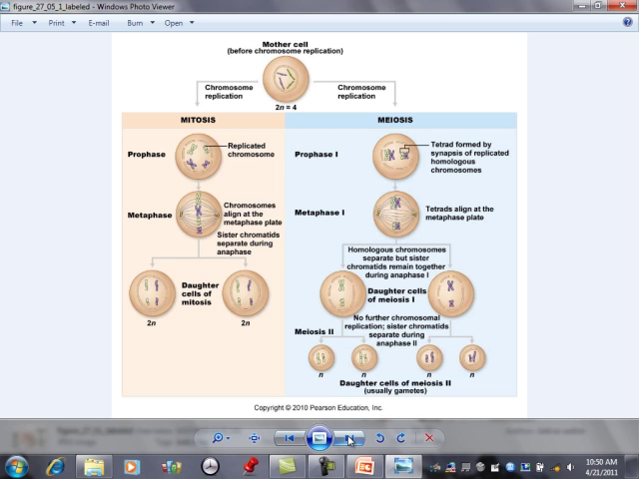So I'm going to end up with how many daughter cells at the end of meiosis in spermatogenesis? 4 daughter cells. And are they 2N? They are N, which means what in humans? Thank you, 23.